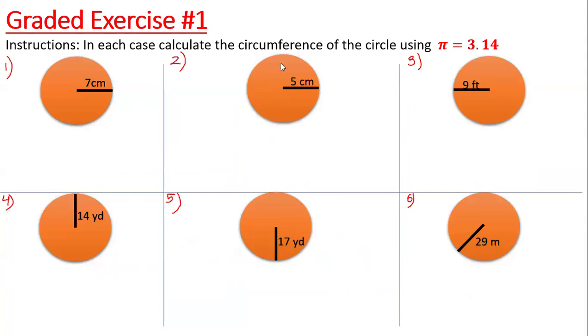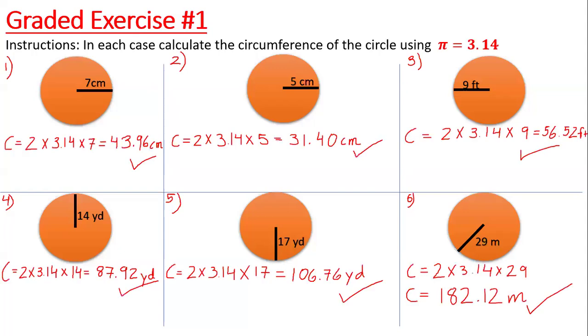31.40 meters. 31.40. Very good. What y'all got for number three? 56.52 feet. Very good. And what we get for number four? 87.92 yards. That's what I got too.